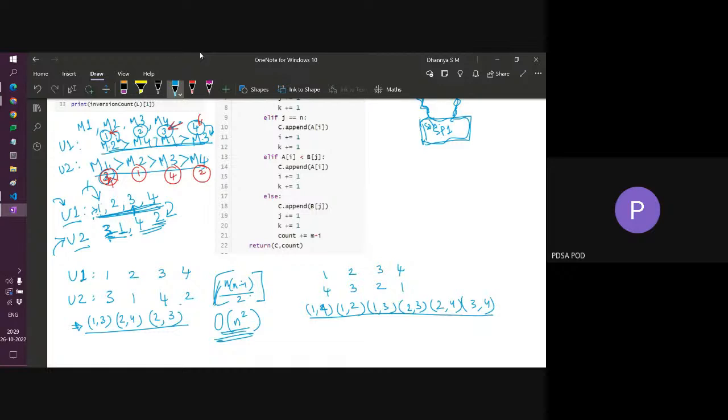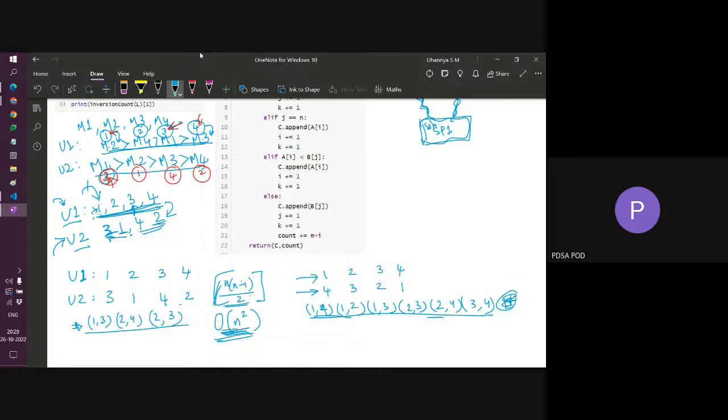Is this clear to everyone? If you want to list the inversions, then you need at least O of n squared in the worst case scenario, when you have this different order, right? It is typically not like 4 squared, it is not 16, but we are talking in terms of asymptotic complexity. So here it is n into n minus 1 by 2.